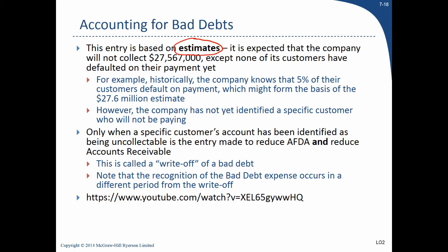So it's expected that the company will not collect $27.6 million, except none of its customers have defaulted on payment yet. So again, we use the matching principle for this. Because we're recognizing revenue, we have to recognize the expense.